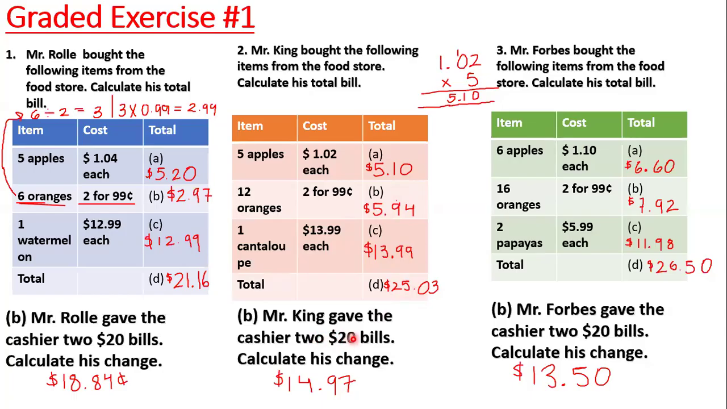Very good. And then Mr. King gave the cashier 2 $20 bills. Calculate his change. So you get $40, and then $40 minus $25.03. Where do you get the 40 from? Because 2 times 20 is 40. Very good. So we subtract $25.03 from 40, and that gives us what? $14.97. Very good.